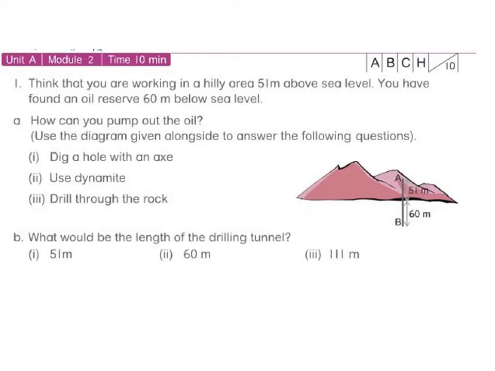What is the sea level? That is the ground level. That is the foot of the mountain that is shown in the picture. So from the foot of the mountain, you are at position A, which is 51 meter above that point, and the oil is 60 meter below that point at point B.